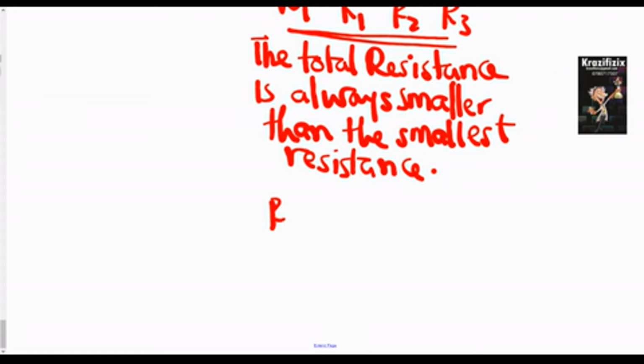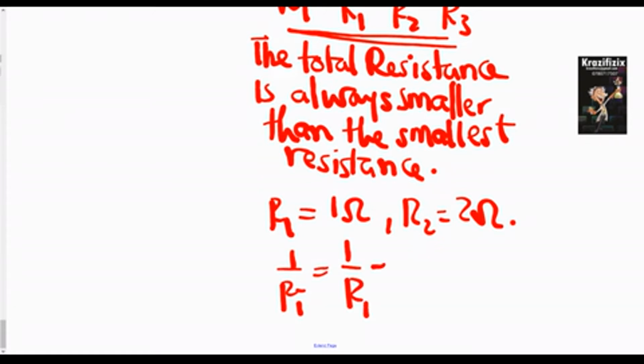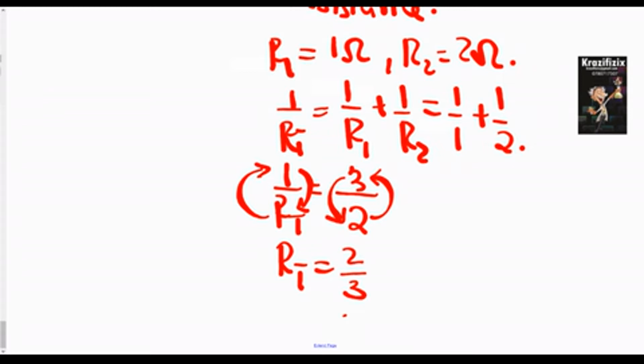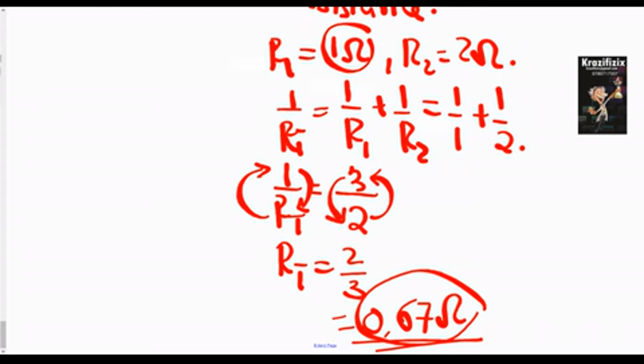For example, if you have R1 to be 1 ohm and R2 to be 2 ohms, then 1 over RT will be 1 over R1 plus 1 over R2, and that should be 1 over 1 plus 1 over 2. If you do that on a calculator, 1 over RT, remember, we should have 3 over 2. But this is not our final answer. We need to change this over. This is where the trick is. It's like you cross multiply and divide. So if RT goes up, this must also go up, 2 over 3. And if you use your calculator, you're going to get 0.67, because it's 0.666 recurring. You see, our value here is smaller than the smallest resistor. That's one way to know whether you're on the right track or you're already getting things wrong.